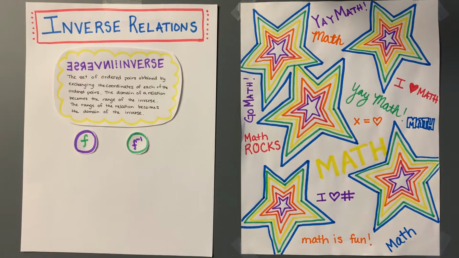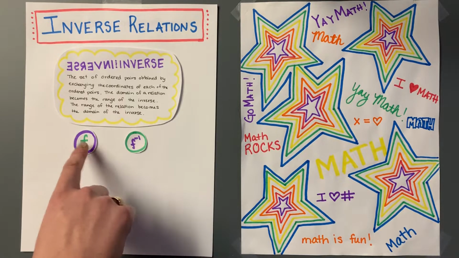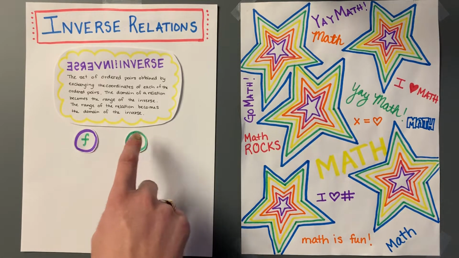So the definition of an inverse is the set of ordered pairs obtained by exchanging the coordinates of each of the ordered pairs of the original relation. The domain of a relation becomes the range of the inverse. The range of the relation becomes the domain of the inverse. In other words, the input of F becomes the output of F inverse. The output of F becomes the input of F inverse.